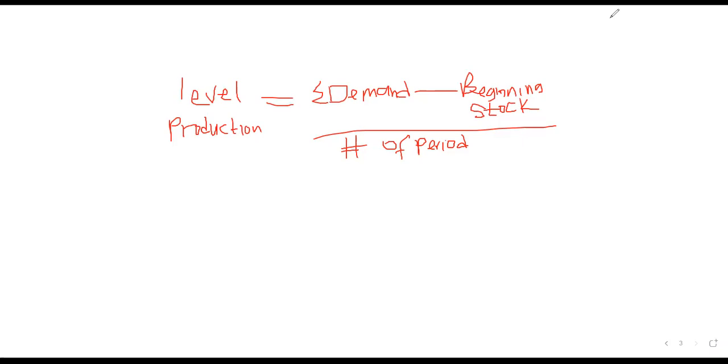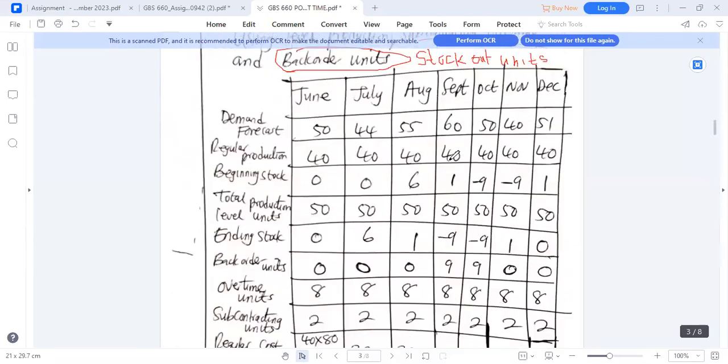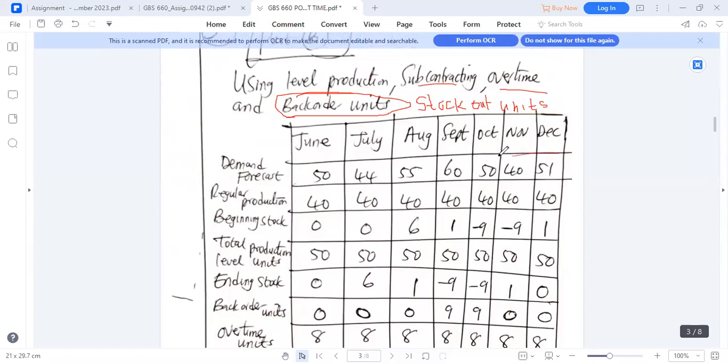So when summing up the demand, we have to go back here and sum up the demand. So the demand are these ones. Let's sum them up, all these. And then they have told us that the beginning stock is actually what? 0. So we're going to find the level of production where we are summing up the demand for all these, then minus the beginning stock.